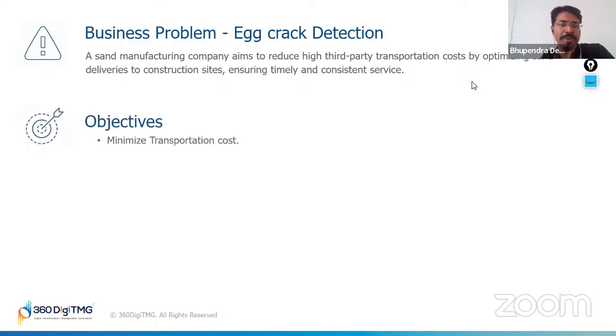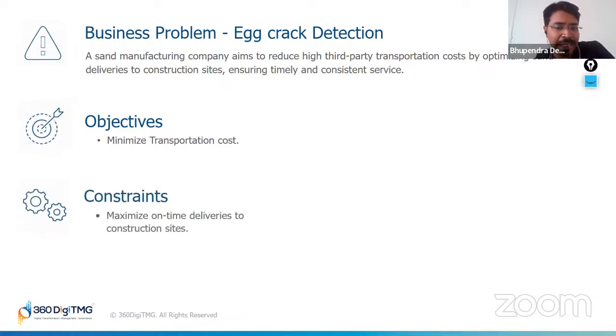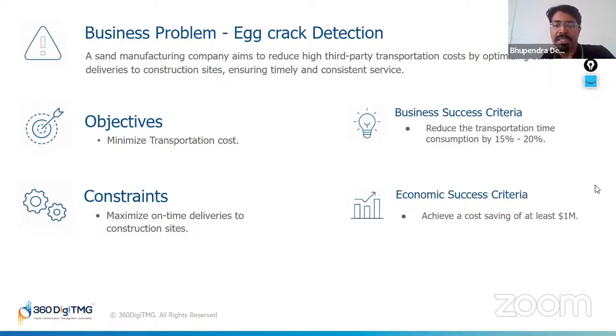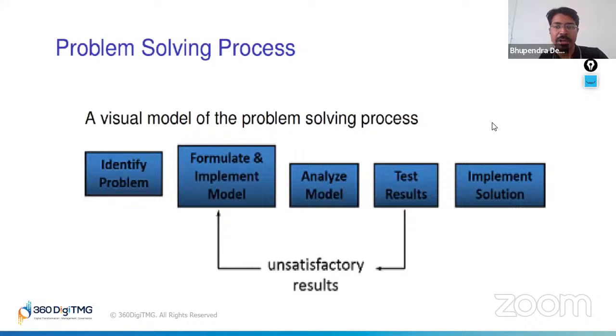Now, what are the objectives in this particular business problem? We had to minimize transportation cost. What about constraints? We had to maximize on-time deliveries to construction sites. Here, the business success criteria is to reduce the transportation time consumption by 15% to 20%. And the economic success criteria was to achieve a cost saving of at least 1 million. We all know that business success criteria and economic success criteria are really important, right?